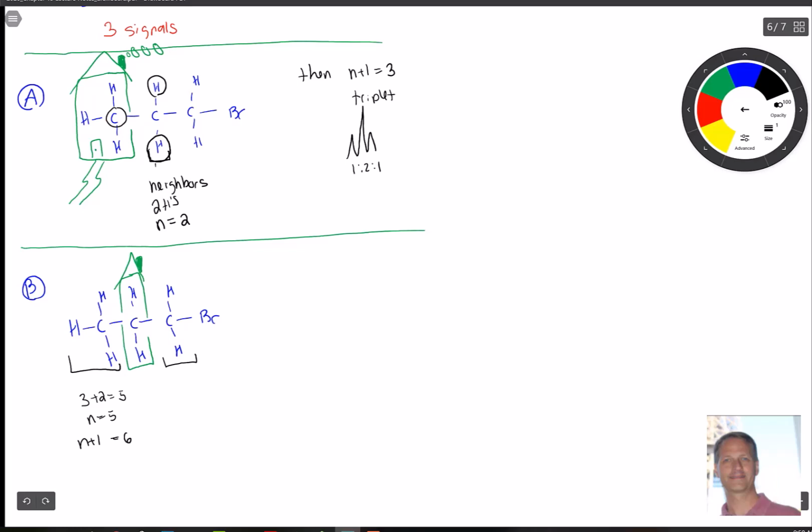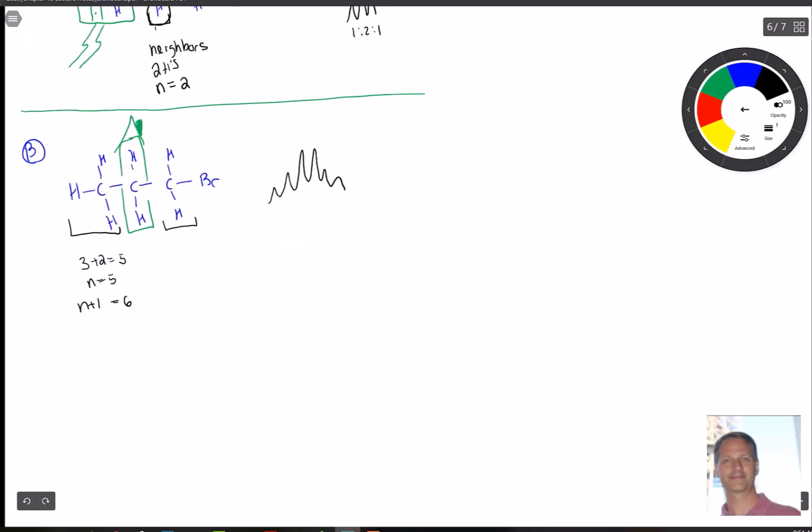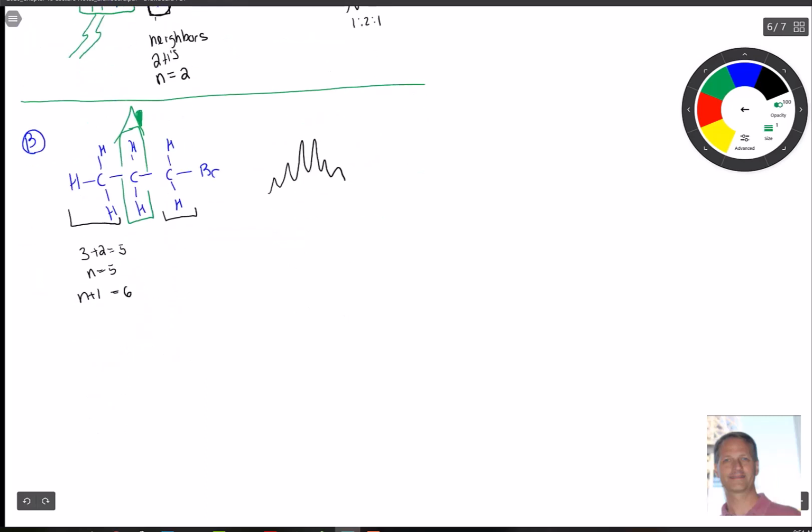So a sextet is going to look like this. 1, 2, something along those lines. Don't get a ruler out and check it against Pascal's, but there's 6 peaks there. That's the whole idea of that. And then we'll do the same thing for the next peak. So draw a little line here. Let's take a look at C.